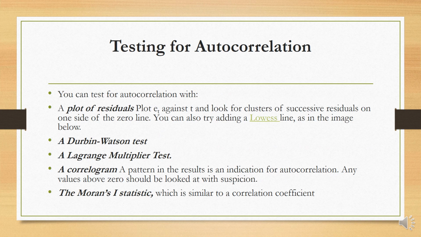So next question is how to detect the autocorrelation. Here are some common tests for detecting the autocorrelation. You can test for the autocorrelation with a plot of the residual, plot e_t against t. Look for clusters of successive residuals on one side of the zero line. You can also try adding a lowess line as in the image below.